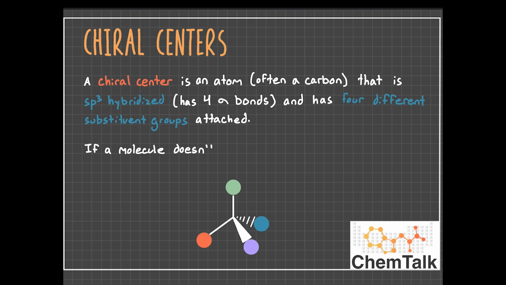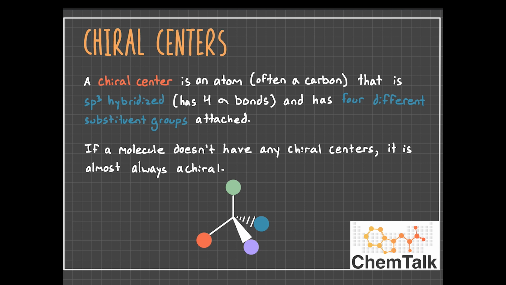If a molecule doesn't have any chiral centers, it is almost always achiral. It is possible for a molecule with chiral centers to be achiral too, but we'll cover that in a separate video about stereoisomers. In this molecule, the carbon in the center is bonded to 4 different substituent groups, making it a chiral center.